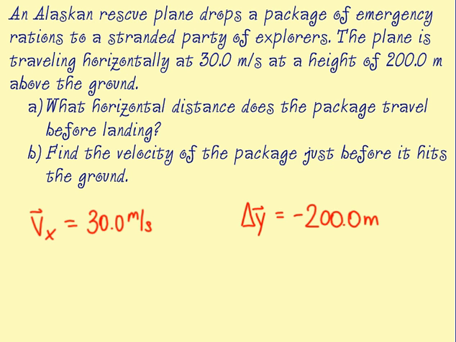Because it says that the plane is traveling horizontally, and that package was inside the plane to start off with, this is once again a horizontal launch problem. That means that V_iy is equal to 0. I also always know that the acceleration in the y direction is negative 9.8 meters per second squared. That's all the information I'm given. All my units match, so let's take a look at what I'm looking for.